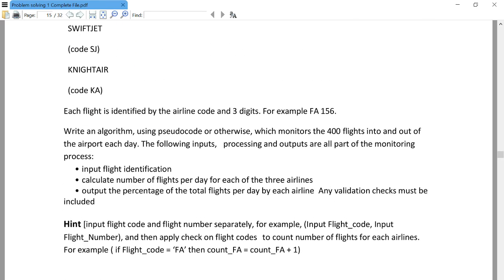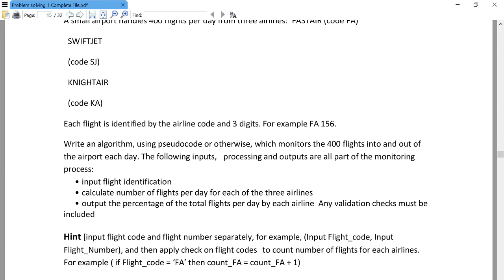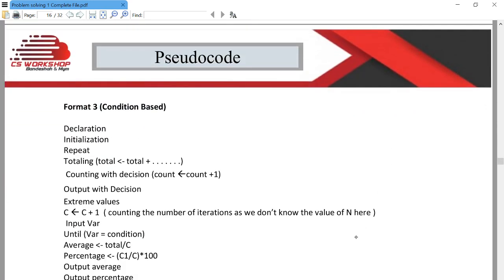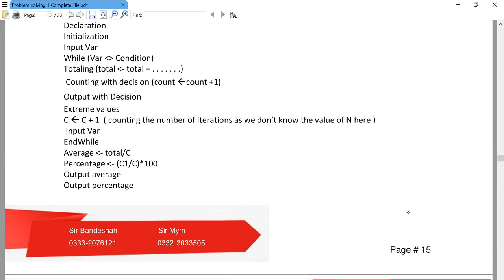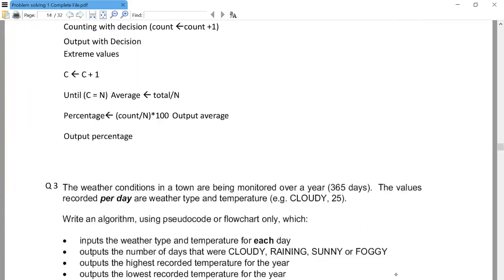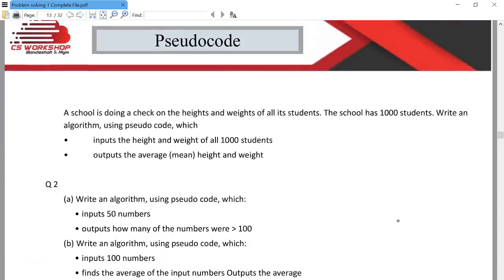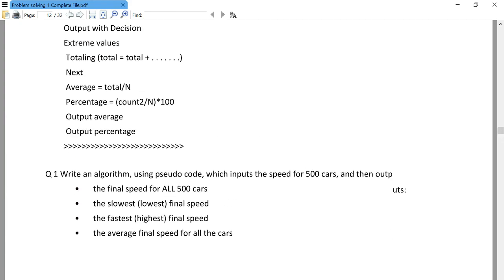And just before these, condition based format 2. We have said format 2 again because here while and while is being used, and format 3 is condition based, where repeat until is being used, but this time it is being used for a condition. So just solve the questions till page number 15. Study these formats, listen to this recorded lecture, ask me queries.